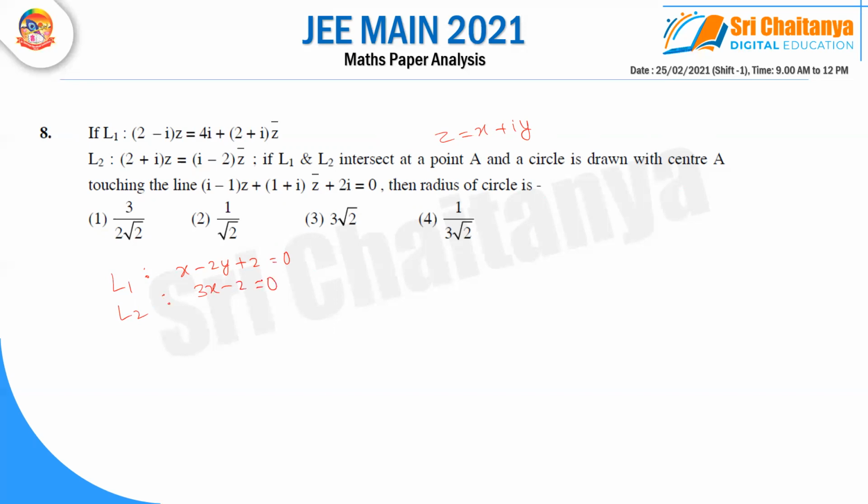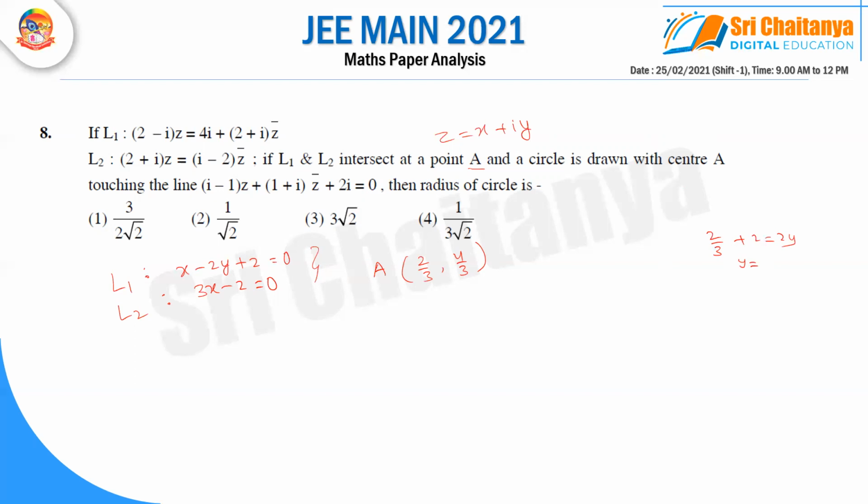He said they intersect at point A. That means I need to find the point of intersection. So directly we can say x is 2 by 3. So I will be getting the coordinates of A as x is 2 by 3, and 2 by 3 plus 2 equal to 2y, so y equal to 1 plus 1 by 3, nothing but 4 by 3. So the coordinates of A are 2 by 3, 4 by 3.